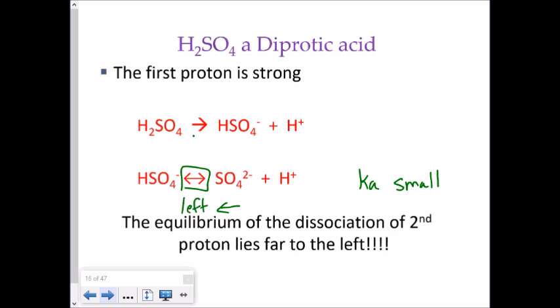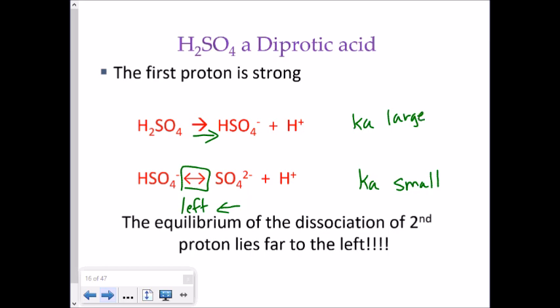Here, this one has the arrow going that way. Because it goes to completion, pretty much everything dissociates. That first one is very strong. And our Ka for this one is going to be large because it's pushing towards the products.